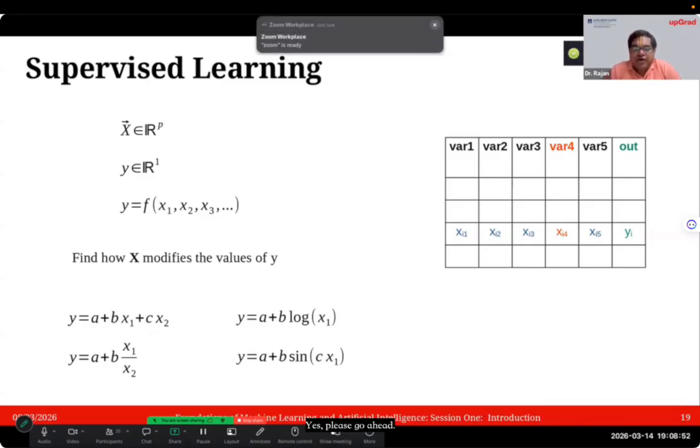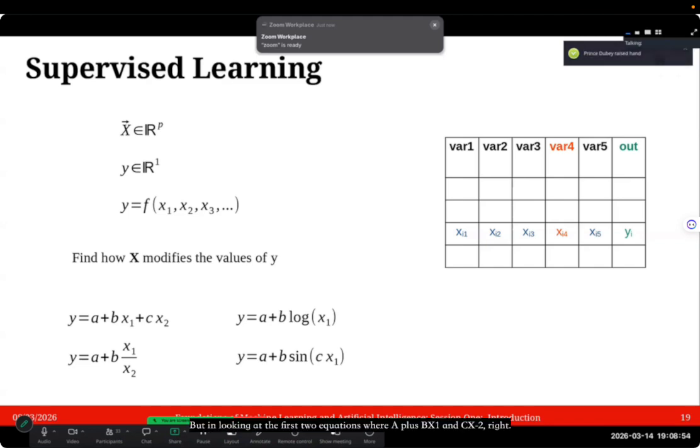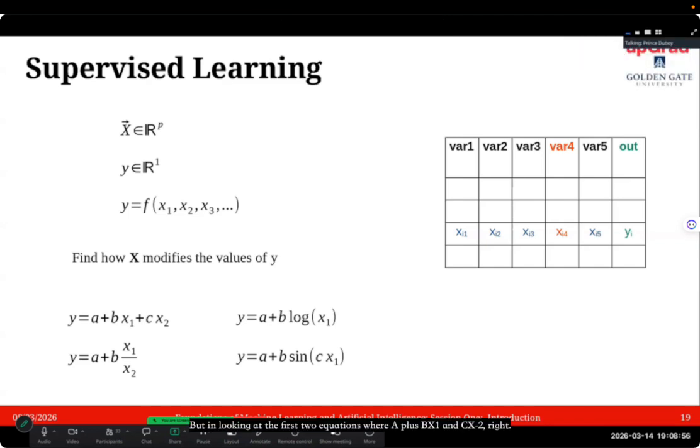Yes, Prince Dubey, please go ahead. Sir, looking at the first two equations, a plus b x1 and c x2, are b and c the weightage of the features? Is that correct? Correct.